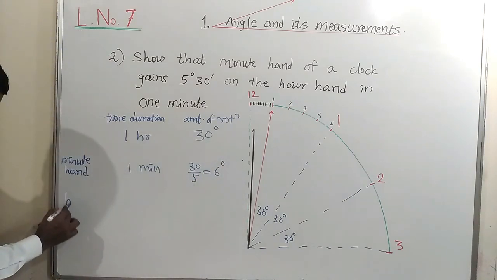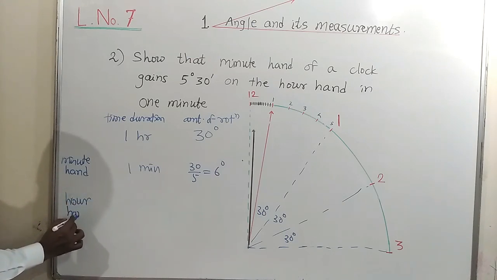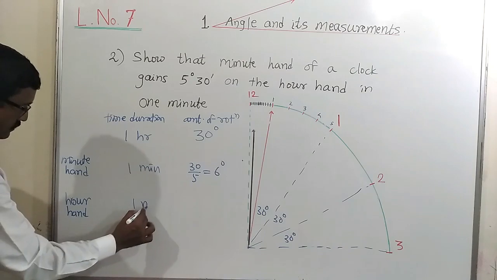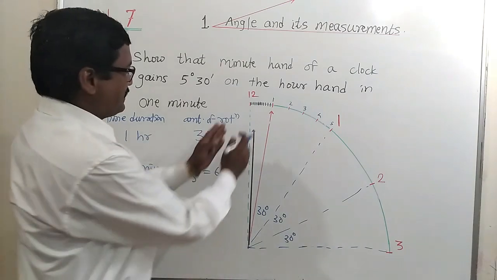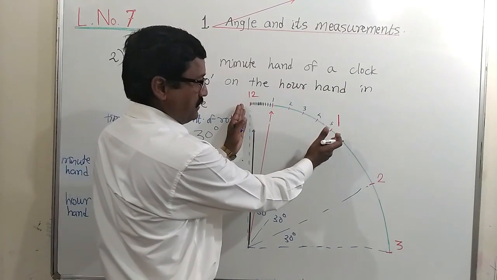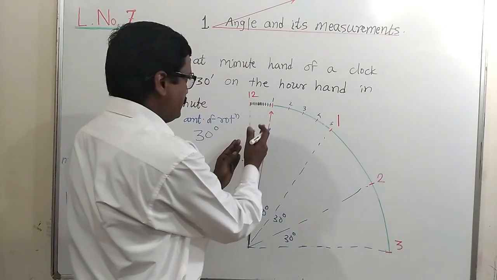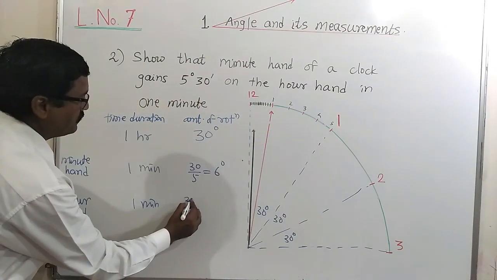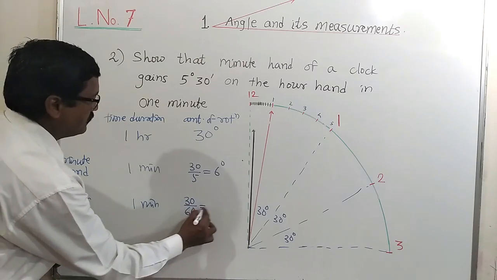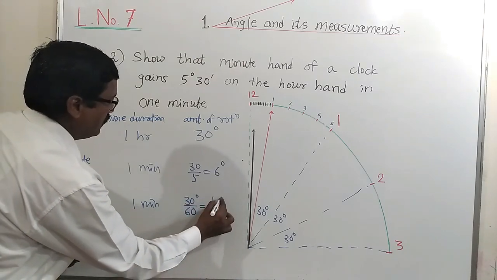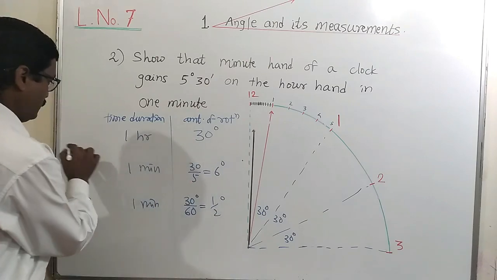And in the case of the hour hand, in 60 minutes the hour hand completes this much rotation, that is 30 degree. So in 1 minute it will complete the rotation of 30 upon 60, that is half degree. Is it clear?